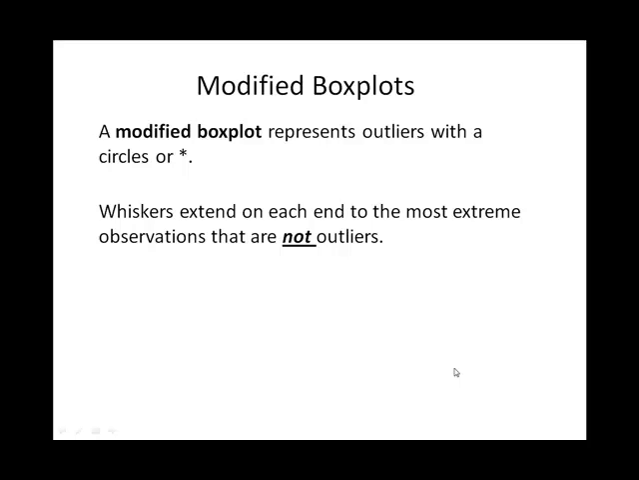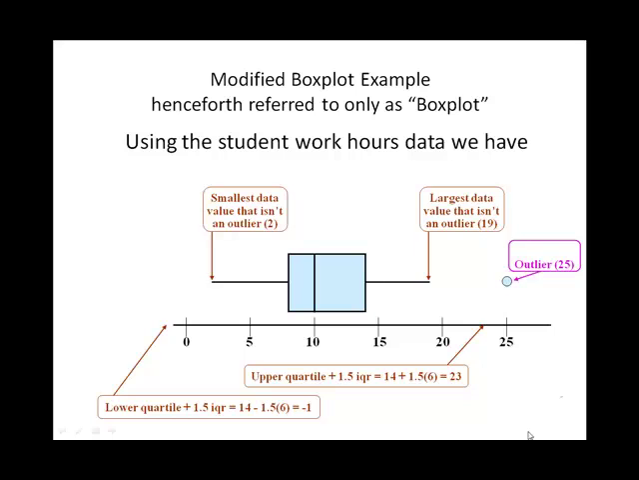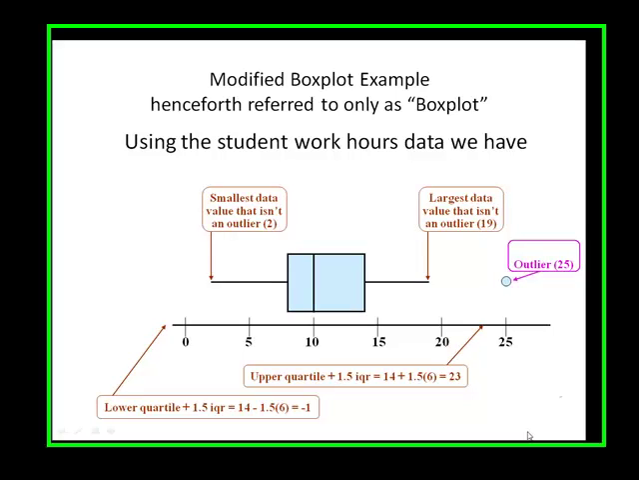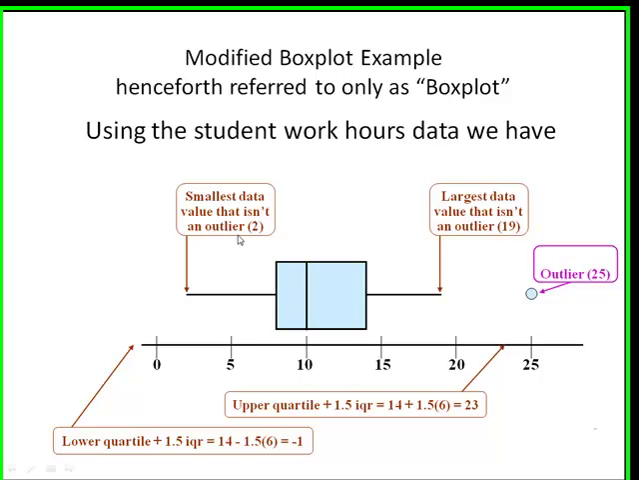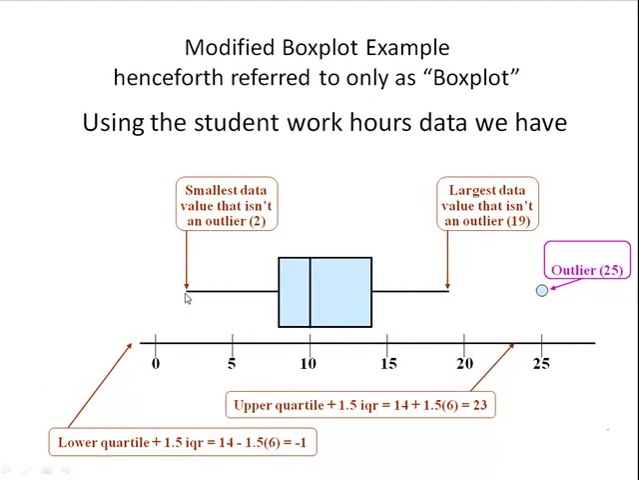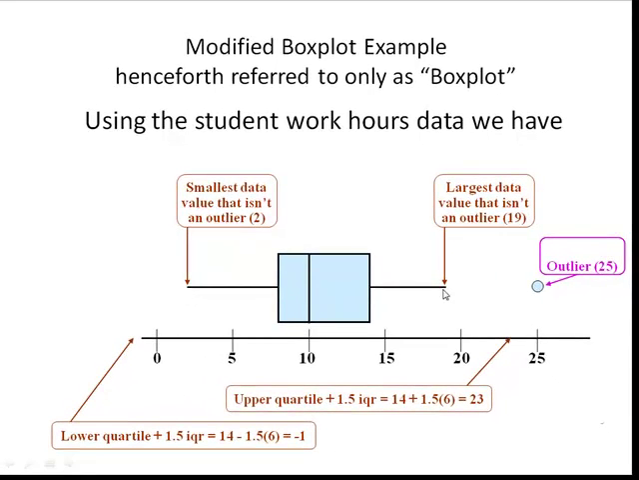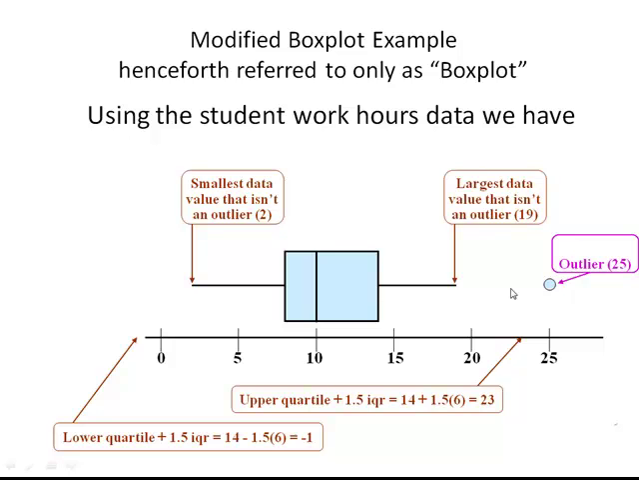Remember that the whiskers extend on each side only to the most extreme observation or observations that are not outliers. The completed box plot for our student work hours data is displayed here. You would not include the information in the text boxes. But as we look at this, we see that the whisker extends only to the smallest actual data value of 2, even though by our calculation it could have extended as far as -1. And when we calculated the largest value that the whisker could possibly go to, it was 23, but we only extended to 19 since this is our largest data value, less than or equal to 23, and any other data values, in this case only 25, are recorded as outliers.